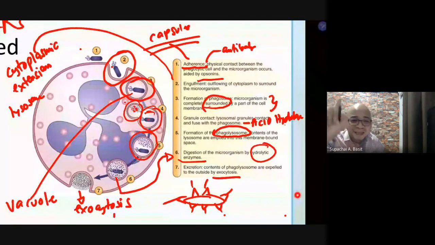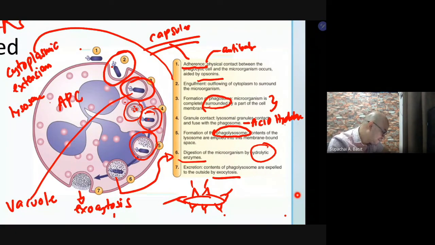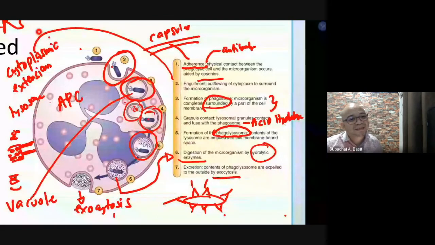Let's say that this is a macrophage, and a macrophage is an antigen-presenting cell. So what will happen now is that the macrophage will display the antigen so that it will be recognized by the CD4. That was our lesson last week. So these are the steps in phagocytosis.